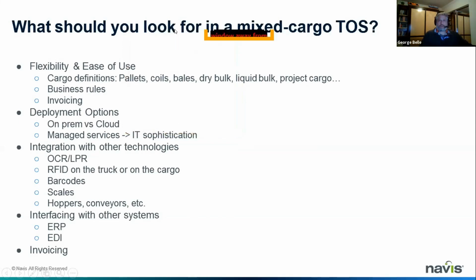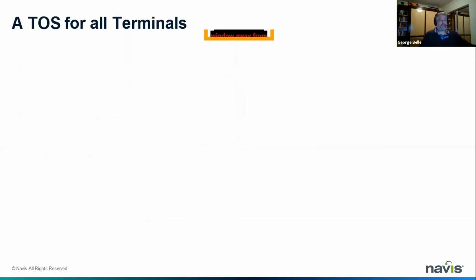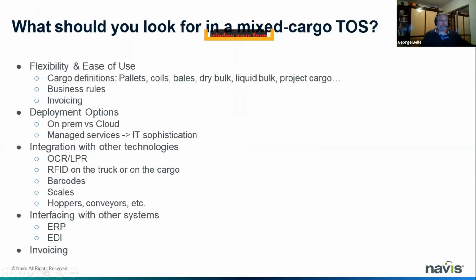You want to think about your deployment options. Should you have it on premises or do you want it in the cloud? What's your IT sophistication like? Do you want somebody to manage that for you, or do you have an IT group that can manage that? Think about the OCR and all of the integration we talked about; there's a list of them there. I'll go through this quickly in the interest of time. Your interfaces with other systems, so your ERP, EDI, as we talked about before, that's a big one. Think about how to exchange data with other systems. And then the invoicing side, making sure you've got it set to capture all the billing events you need to and can generate them properly.